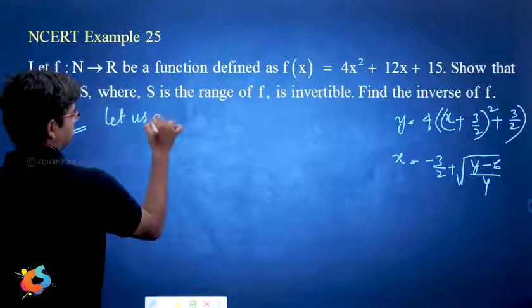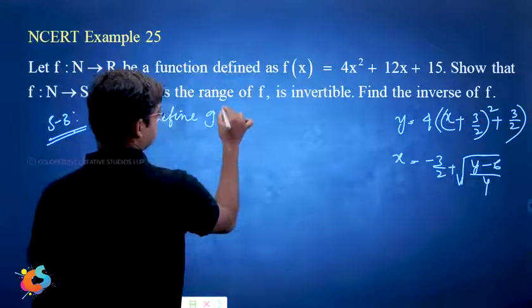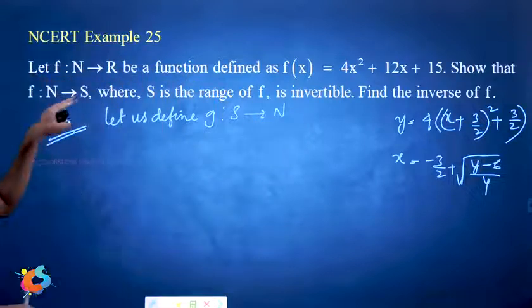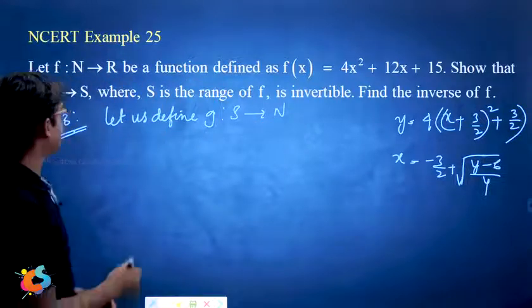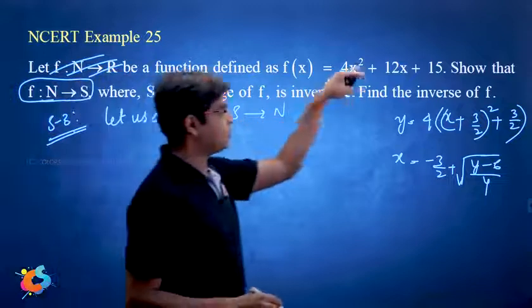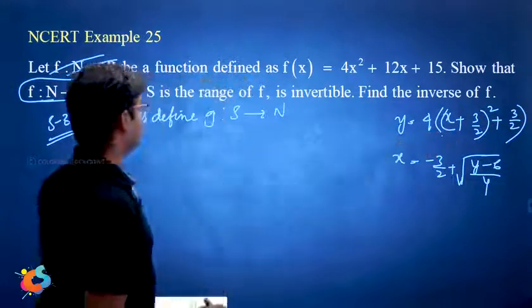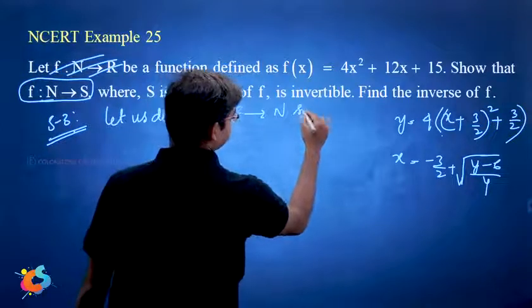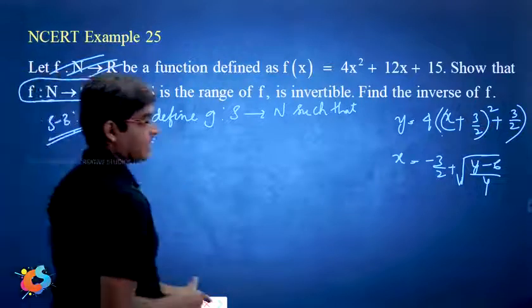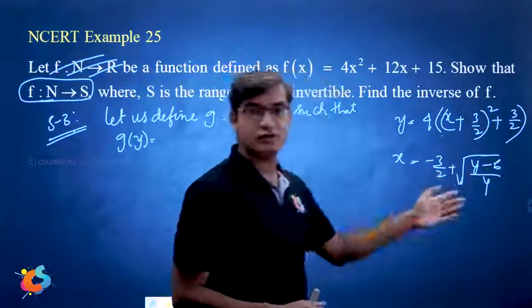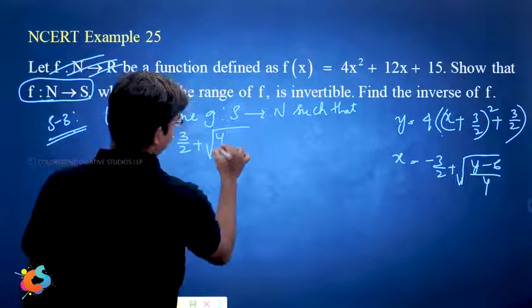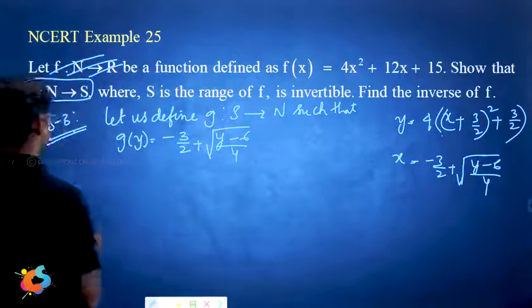Let us define G mapping from, just shift the domain and codomain. So S will come first, N will come later. Again, I told you, forget about this. Always we are working only on this. And f of x will be not this one, it will be this one. Okay, fine. So such that g of y is equal to some expression of y. What is that some expression of y? X is equal to some expression of y. So therefore minus 3 by 2 plus under root of y minus 6 divided by 4. Okay, step 3 is completed.